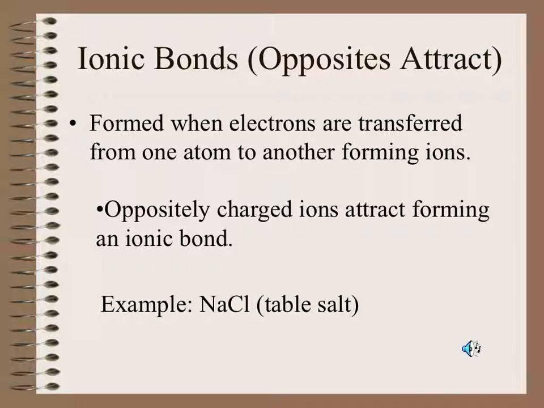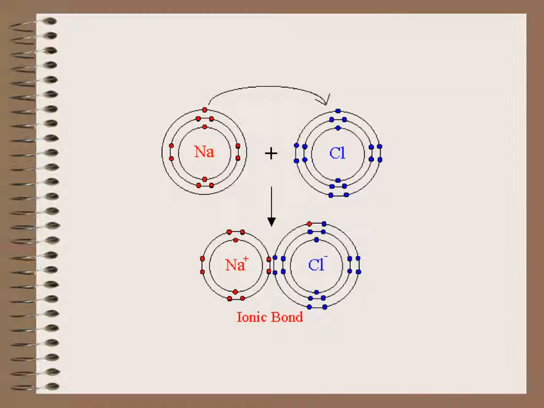For example, sodium chloride, NaCl, also known as table salt. And here it is. Sodium, Na, and chlorine, Cl, join together because this electron, the red electron at the top, is being transferred over to the chlorine. So the sodium loses an electron. It is a positive ion. The chlorine is gaining an electron. It is a negative ion. Positive, negative are attracted, and hence your ionic bond is formed, forming your new compound NaCl.